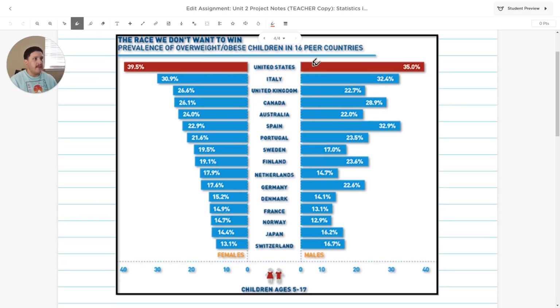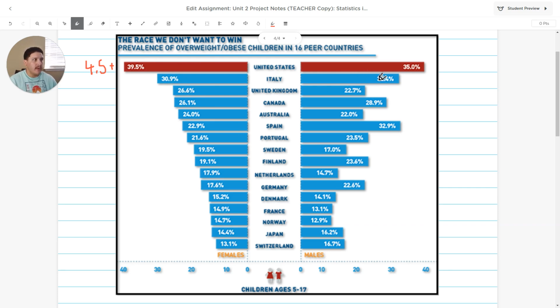Simply just stating that for the United States, males make up 35% of overweight or obesity, that's not enough. I need an analysis. So one thing I can notice is that between the United States, I can do some math here, that's about 4.5 points for women compared to the United States. And then I would continue on and just try to do the math.